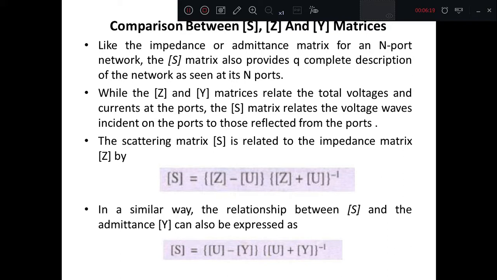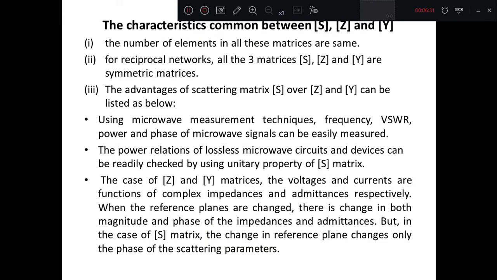And next we discuss what the common characteristics are, the common points that we can have between S, Z and Y matrices. The total number of elements in all these matrices is the same. If you consider S, Z, Y, A, B, C, D or hybrid parameters, the number of elements remains the same. And for reciprocal networks, all these three matrices exhibit the symmetry property. So all of them are symmetric matrices.